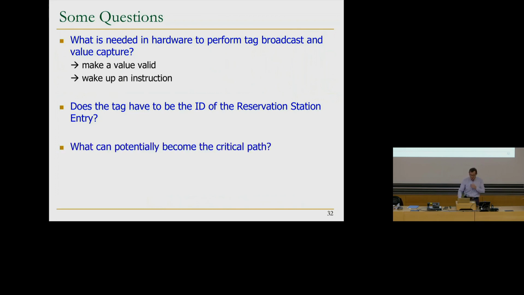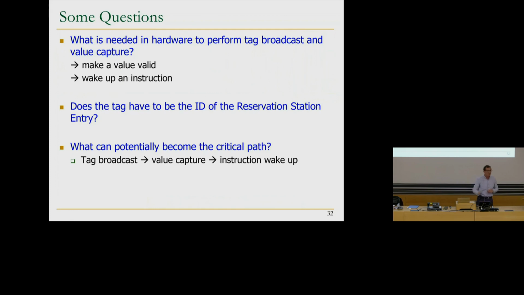Okay, what can potentially become the critical path? I think I already kind of said that also. This is actually one of the most difficult parts to design in an out-of-order engine. You broadcast a tag. Some instructions that are waiting for it need to capture the value based on the equivalence of the tag, and based on that, you need to determine the instruction wakes up. So this is called a loop, actually. This is called the scheduling loop in an out-of-order engine.